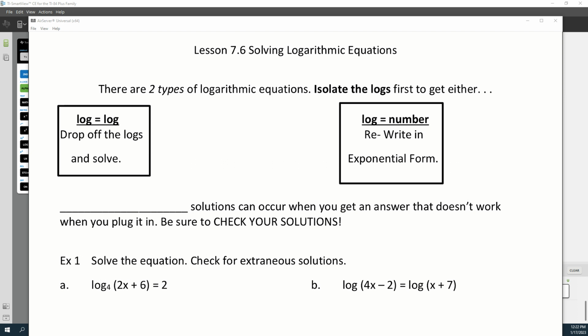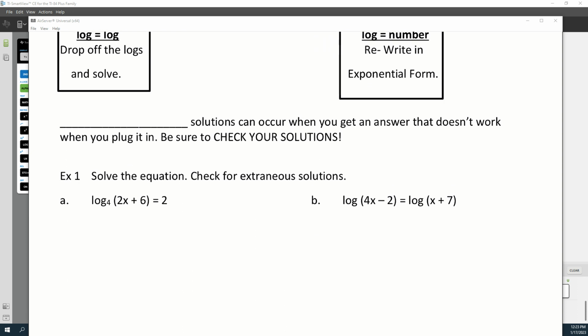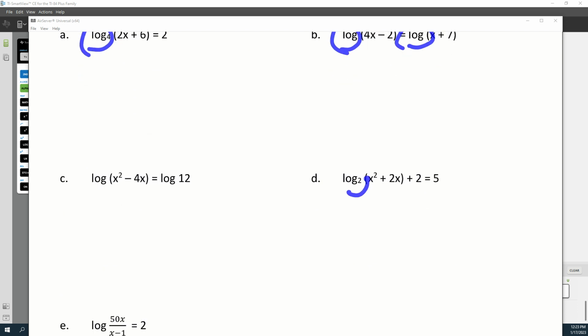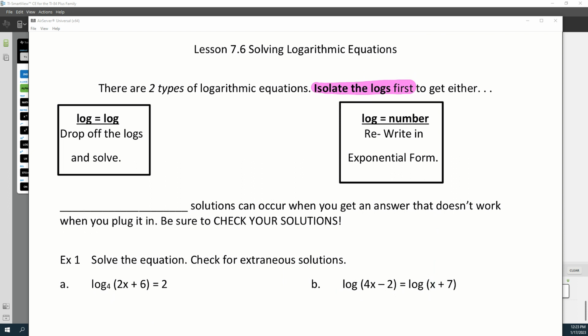All right, so there's two types of logarithmic equations. And on all the types of logarithmic equations, we want to isolate the logs first. So if there's something added or subtracted or multiplied to the logarithm, you want to get rid of it first and then decide what type there is. So one thing about a logarithmic equation is you're going to see the word log. So anytime you see log in the equation, it's logarithmic, and you're going to decide which type it is.